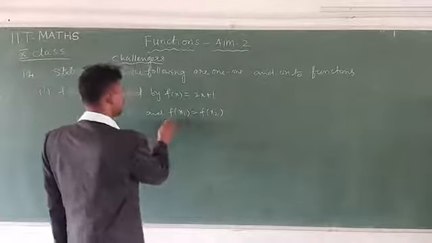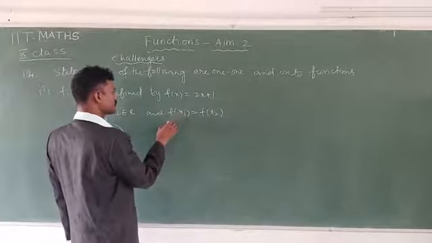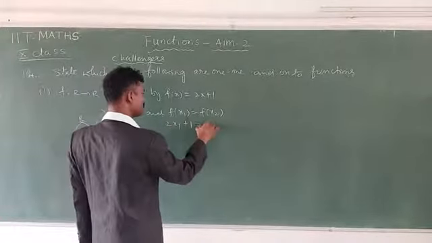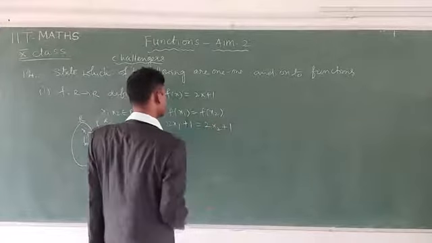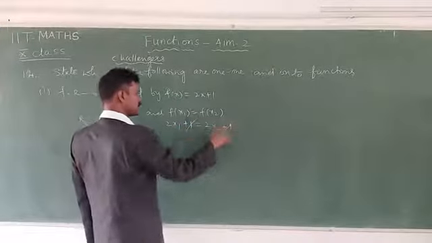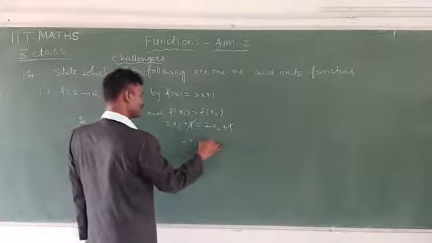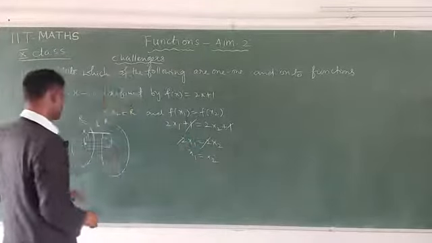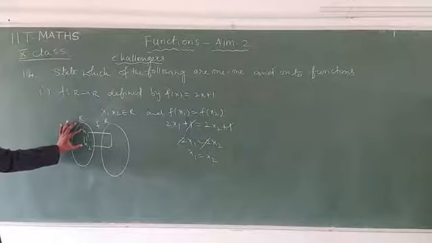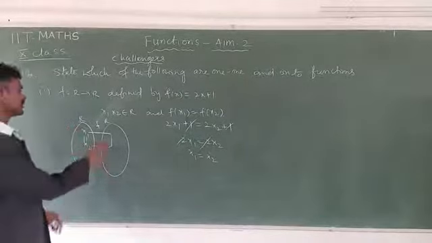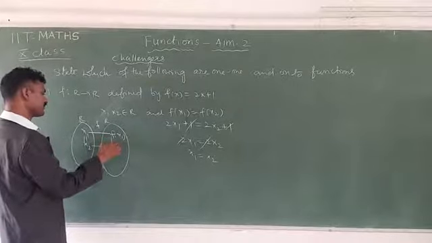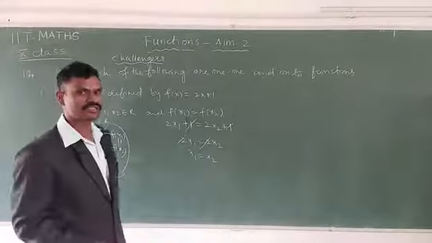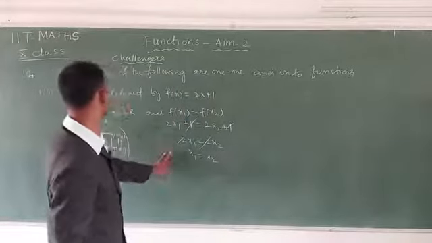Now see here, f of x1. f of x means 2x plus 1. Then you can write 2x1 plus 1 is equal to 2x2 plus 1. Now the 1 on either side is cancelled. Now 2x1 is equal to 2x2. These two also cancel, so x1 is equal to x2. That means in the domain, if the two elements are equal, then their images are also equal: f of x1 and f of x2 are both equal. That means different elements have different images. Then this is a one-one function.